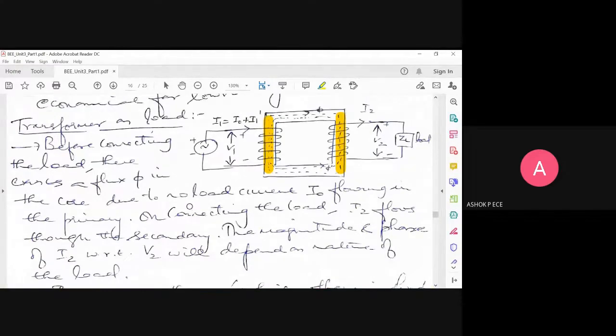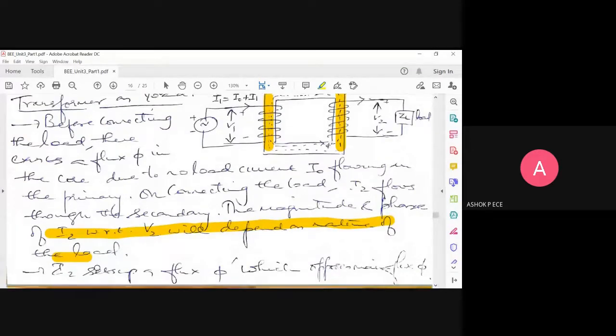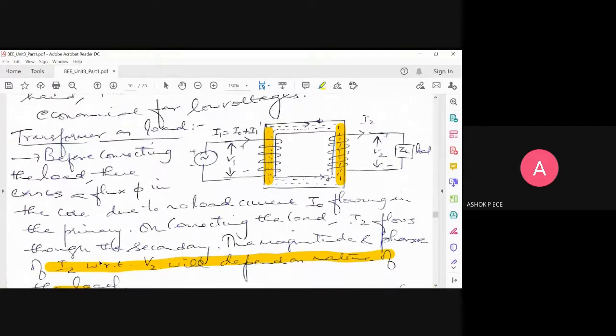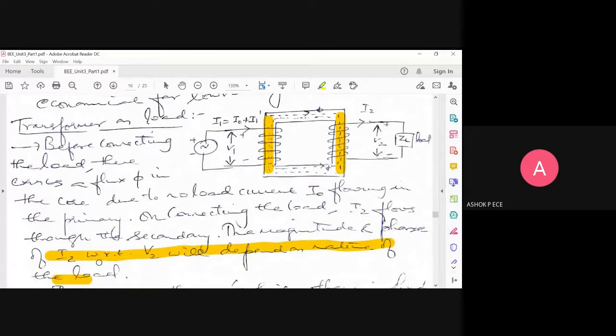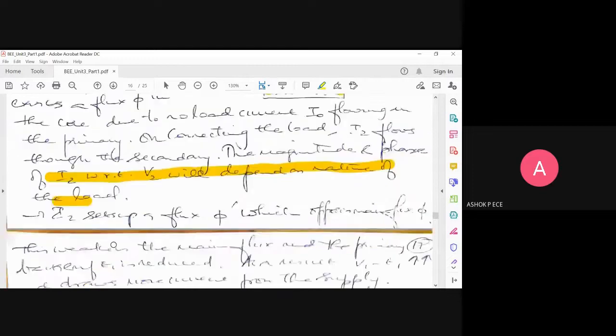What the nature of the current I2 is will depend on the load. The load can be resistive, inductive, or capacitive. Resistive means there is no phase shift. Inductive means voltage is going to lead the current. Capacitive means current is going to lead the voltage. So you cannot clearly say what the nature of I2 is. I2 will depend on the nature of the load connected to the secondary of your transformer. You can never say I2 is always leading or always lagging. The leading or lagging nature of I2 depends on the load connected to the secondary of your transformer.